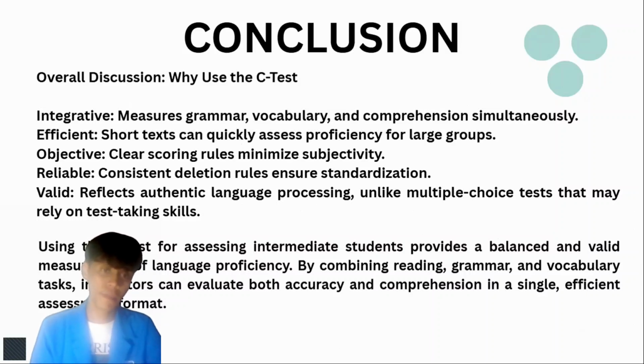Conclusion. Integrative: measures grammar, vocabulary, and comprehension simultaneously. Efficient: short texts can quickly assess proficiency for large groups. Objective: clear scoring rules minimize subjectivity. Reliable: consistent deletion rules ensure standardization. Valid: reflects authentic language processing, unlike multiple choice tests that may rely on test-taking skills.